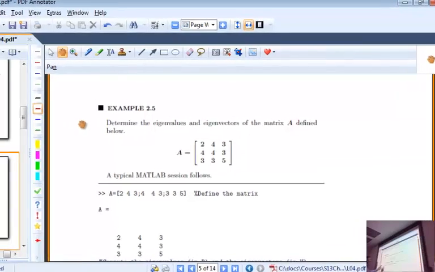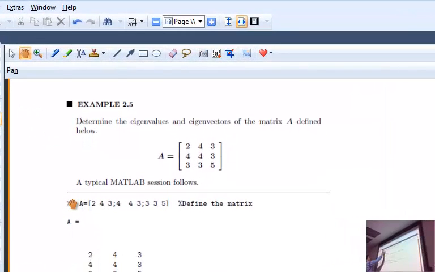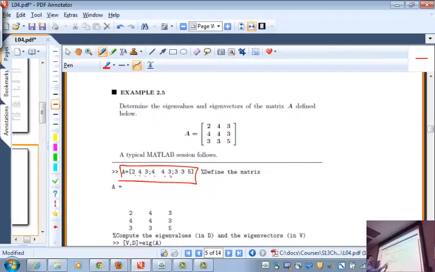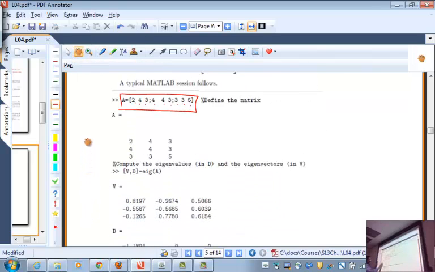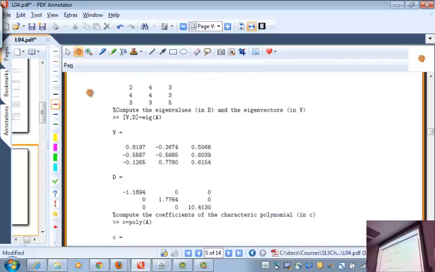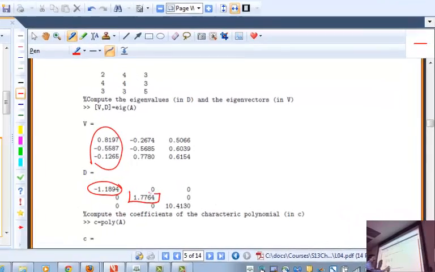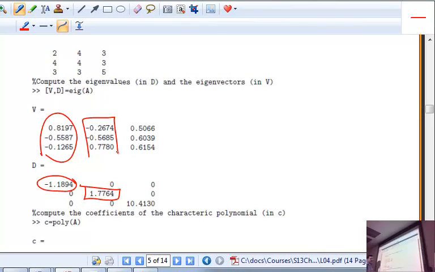So you define your matrix in MATLAB like this: 2, 4, 3, semicolon, 4, 4, 3 for the next row, semicolon, 3, 3, 5. Okay, and it echoes what the entry is, and then you pass it to EIG, and it returns these two. So your question is, this eigenvalue will correspond to that eigenvector, and this one will correspond to that one.